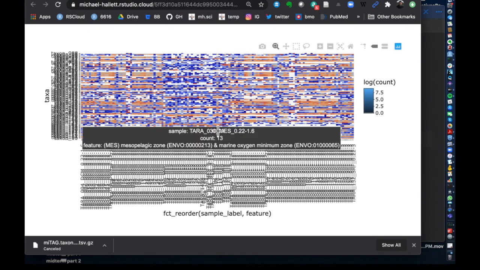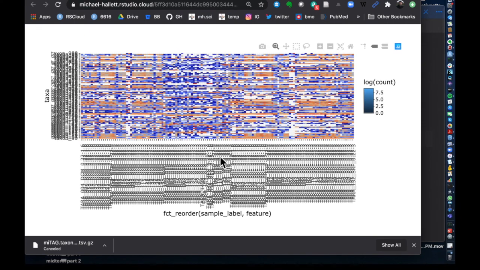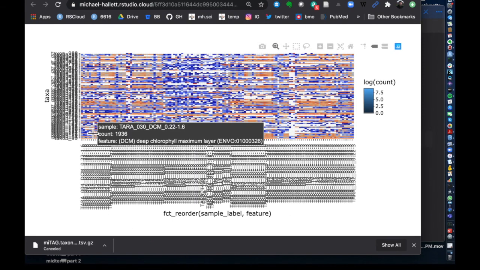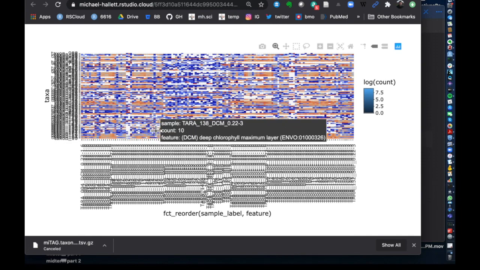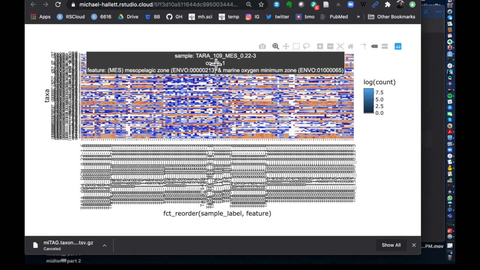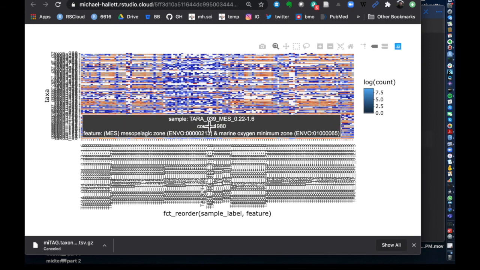You see here, now you see that all of these samples in here are kind of bluish, right? And you know, these are a little bit reddish, and these guys are a little bit more reddish, and then these guys in here are kind of sparse. But you can see if I walk along, all of these guys are DCM, see that? It's all the deep chlorophyll maximum layer. And then when I make the switch from DCM to mes for the mesopelagic, the pattern changes, right? This pattern is all mesopelagic, right?